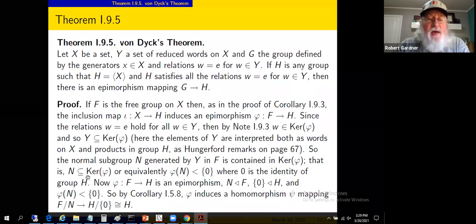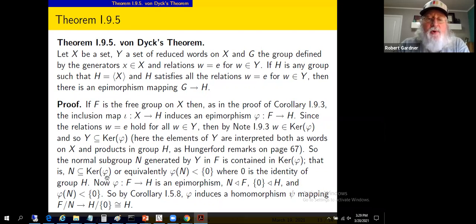So here we have kernel of phi, a normal subgroup, and it contains set Y. So when I intersect all of the normal subgroups that contain set Y to create normal subgroup capital N, kernel of phi is one of those subgroups in that intersection, and that's where we get the subgroup relationship. So this group N generated by set Y is a subgroup with a kernel of phi.